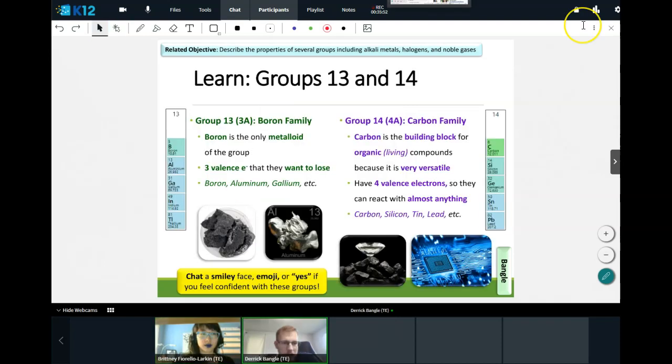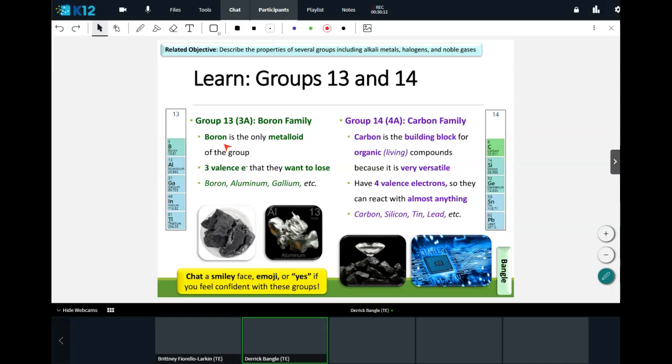Now we're on the verge of the metalloids, and the first row of the nonmetals. Let's take a look here. Group 13 or 3A is known as the boron family because the leading element on the top of that column is boron, which is kind of like the top edge of that metalloid barrier that we saw in previous lessons.